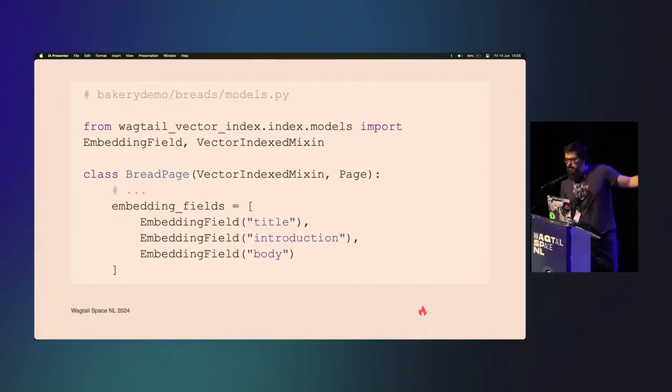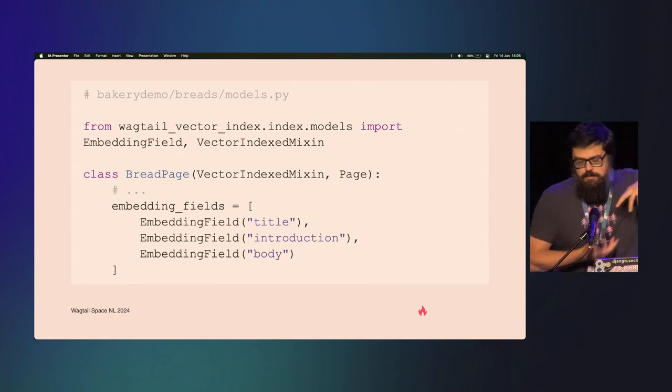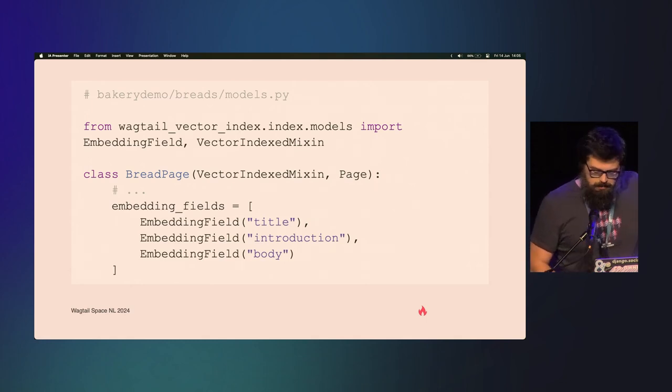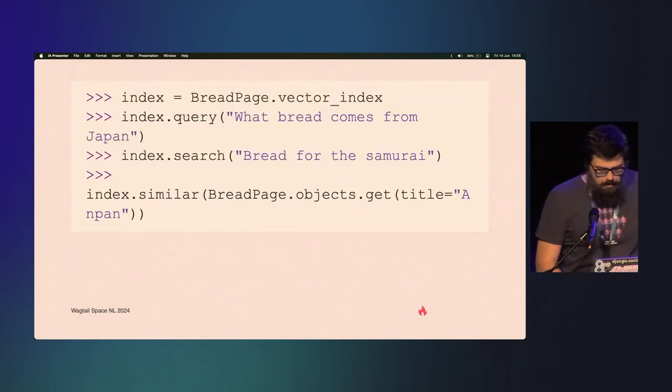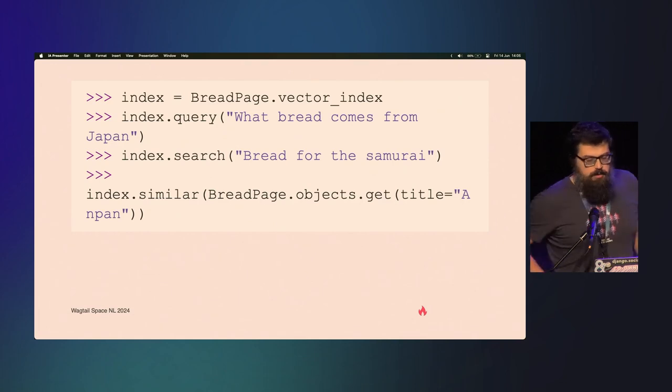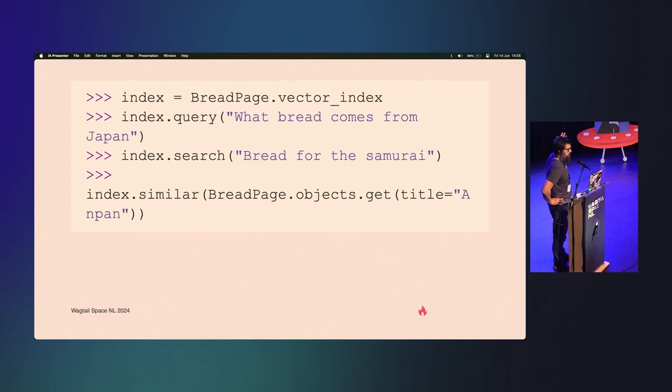This is a quick example of how you might implement it. So you have a mixin, you add it to your page model, and then you define which fields are to be considered for the embedding, so transformed into these numerical representations. And then the vector index itself has three public interfaces, or things that it can do. And that's query, search, or similarity.